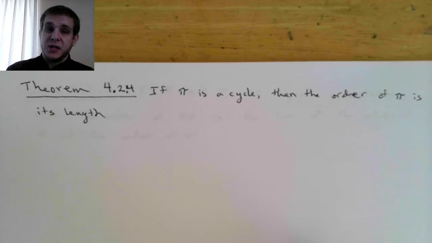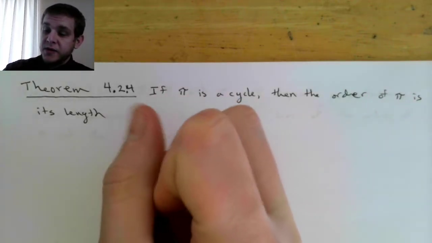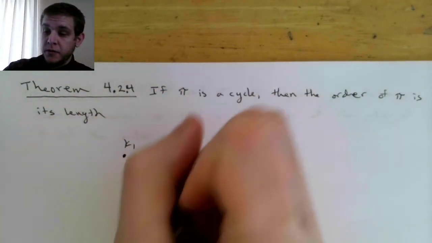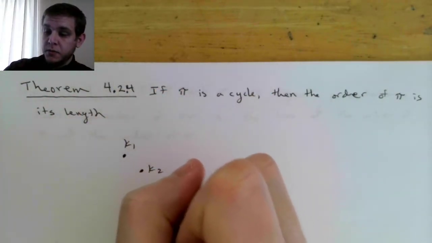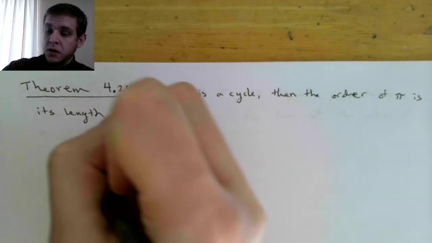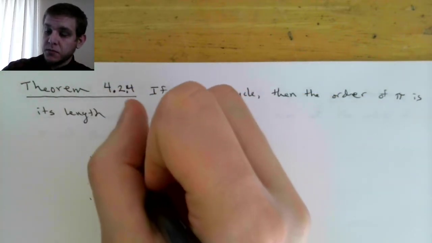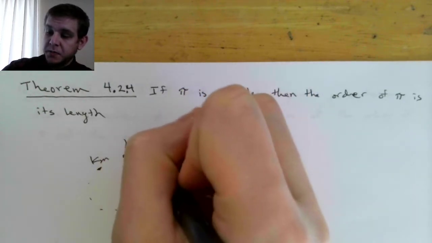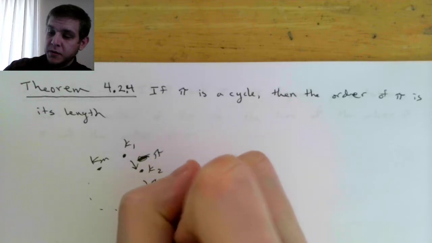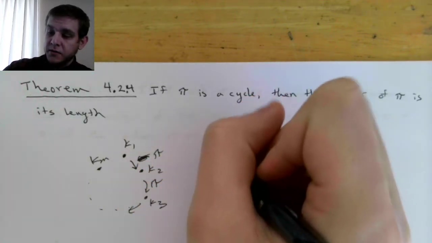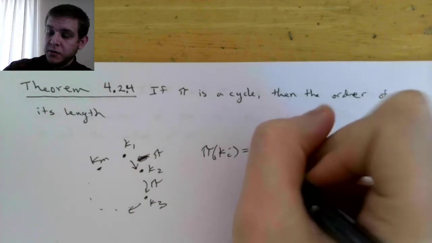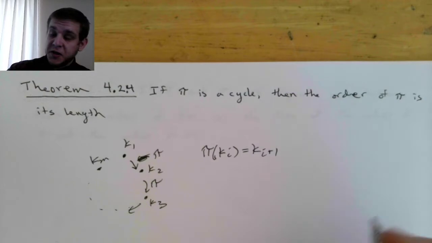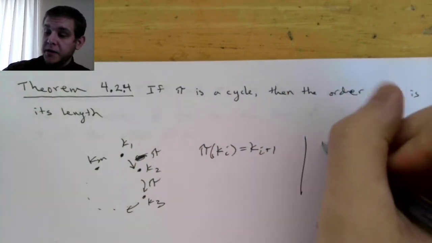So remember what it means to be a cycle. It means that the moved set consists of elements k1, k2, up to km, and my permutation pi just moves between the two. So pi of ki is equal to ki plus 1. And everything else is fixed by pi.